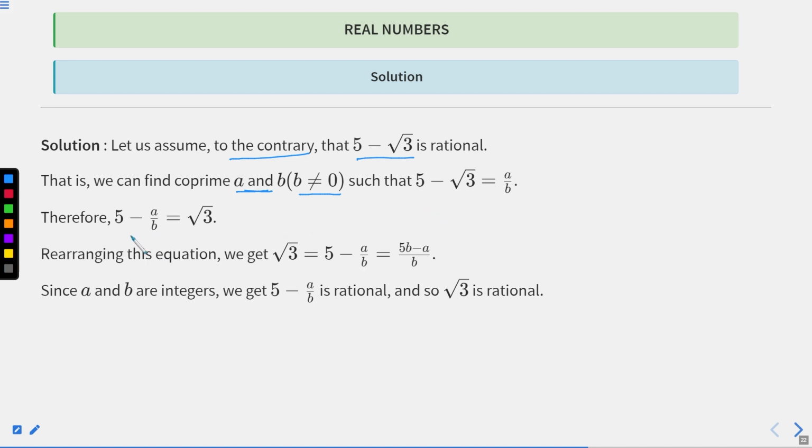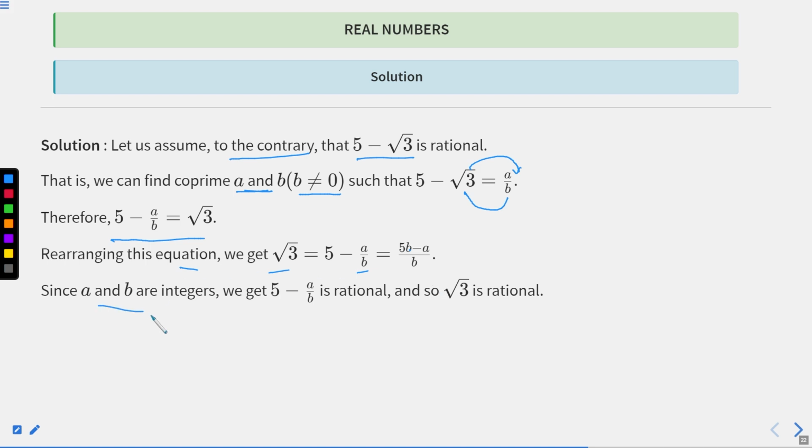Now if we simplify, if we take the left hand side and move it to the right hand side, we get 5 minus a over b is equal to root 3. Rearranging this equation, root 3 is equal to 5 minus a over b. Here the LCM is b, so this is equal to 5b minus a divided by b. So root 3 is equal to 5b minus a over b.